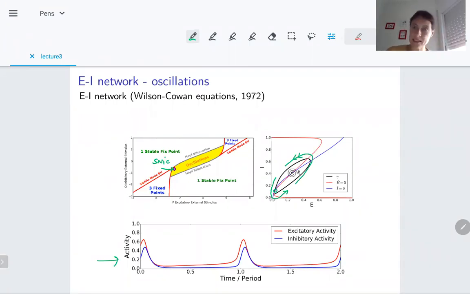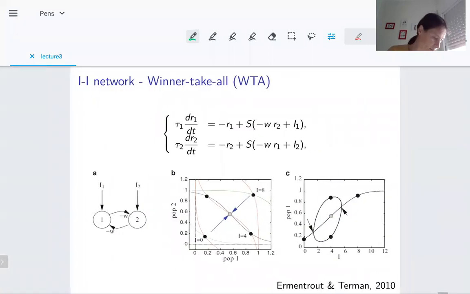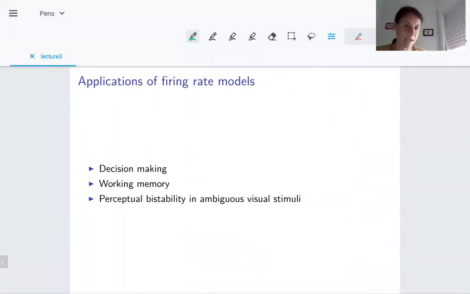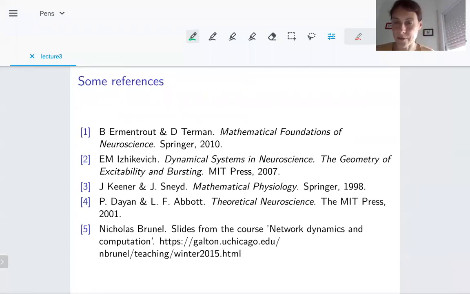Then with these Wilson-Cowan equations, I stop for today, and just let me say that in the next lesson we are going to see models of decision-making and visual perception. Okay, so we're going to see a practical application of this in a cognitive task. And finally, I leave here a set of references.